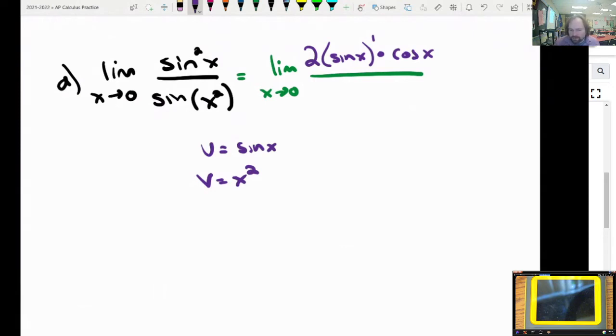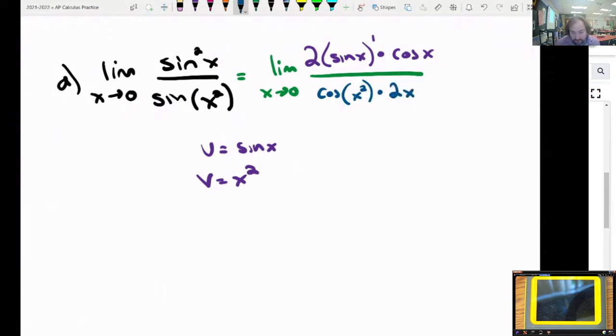On the bottom of the fraction, however, we are going to get, vibe with me for a minute here while I drink my coffee. This time, we need to take the derivative of the outside chunk, which is, this time the outside chunk is the sine. So that would be the cosine of x squared times 2x, which is the derivative of the inside part.